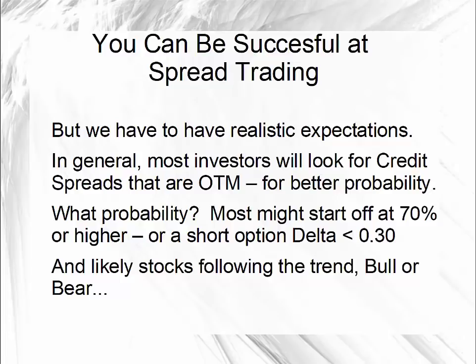Now, most investors want to start off with at least a 70% probability or higher. This may roughly translate to saying that the short option delta, the option that you're selling in the credit spread, will have a delta of less than 0.3, or greater than negative 0.3 if you're looking at puts, but we're looking at 0.3 or lower for an absolute value. And of course, we want to find stocks following the trend. If I'm doing a bull put spread, yes, I'm going out of the money so the stock can stay the same or move down slightly, but I want to look for stocks that are moving in the desired direction of the spread. Same with bear call credit spreads.